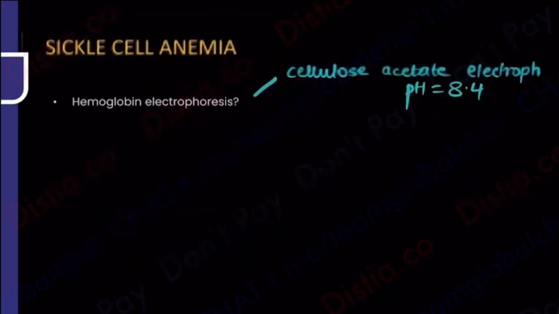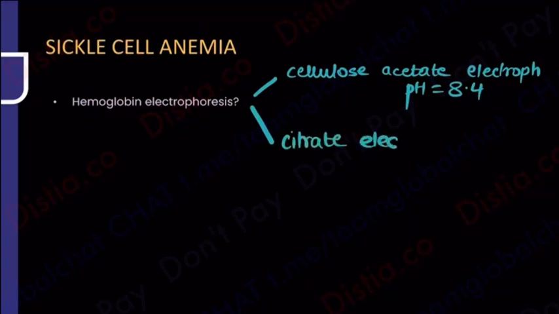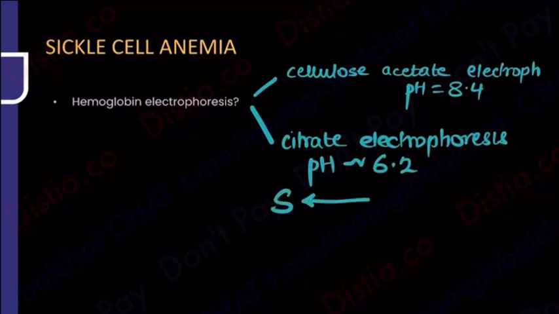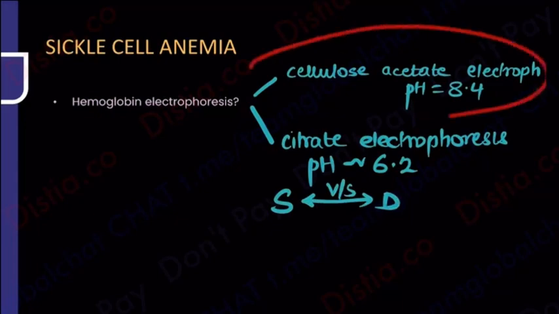I will tell you, because now you will have to use a little bit of acidic pH. Now you will have to use citrate electrophoresis. Citrate electrophoresis means citric acid, so the pH is going to be a little acidic, somewhere around 6.2. That way the S versus D band is going to split up. Sickle and D is going to split up. That cannot split up on a cellulose acetate electrophoresis at an alkaline pH.